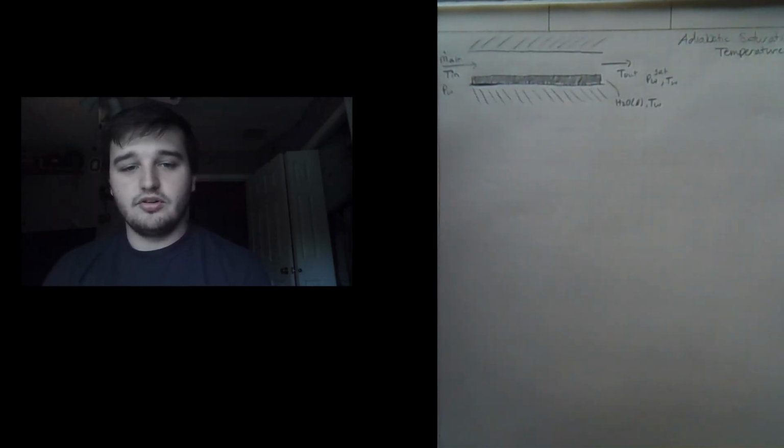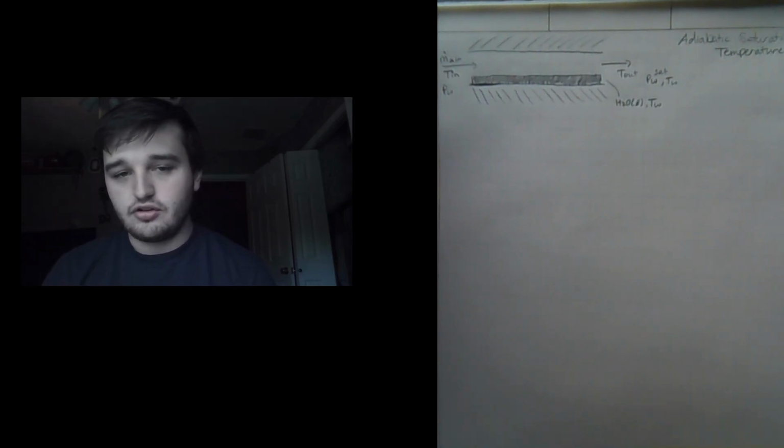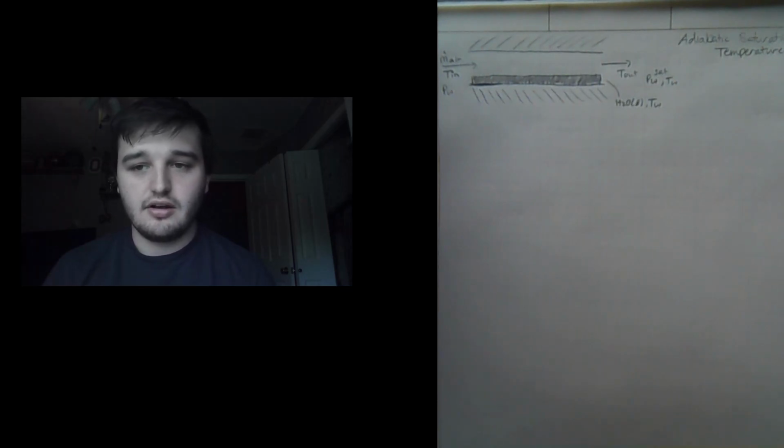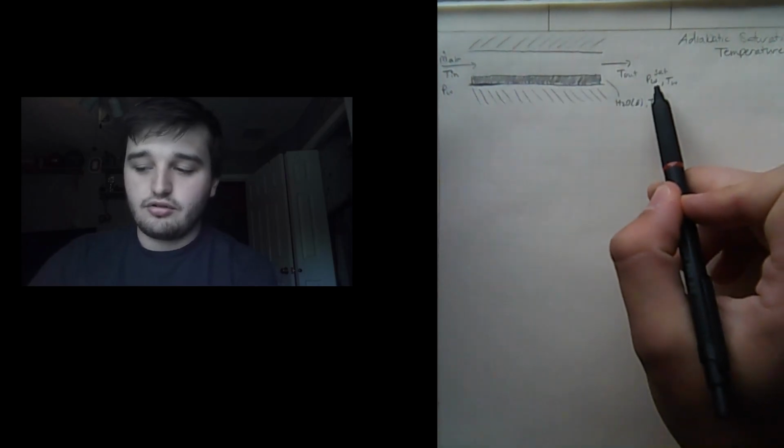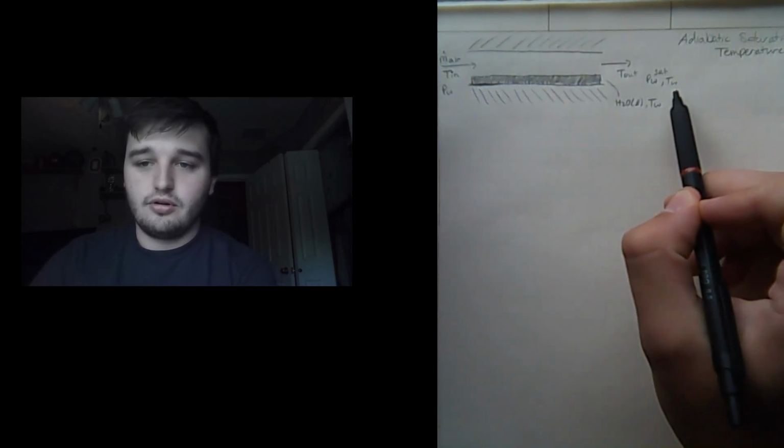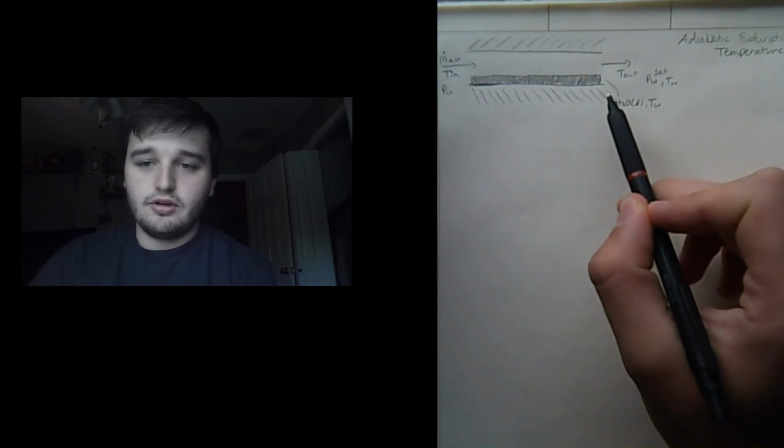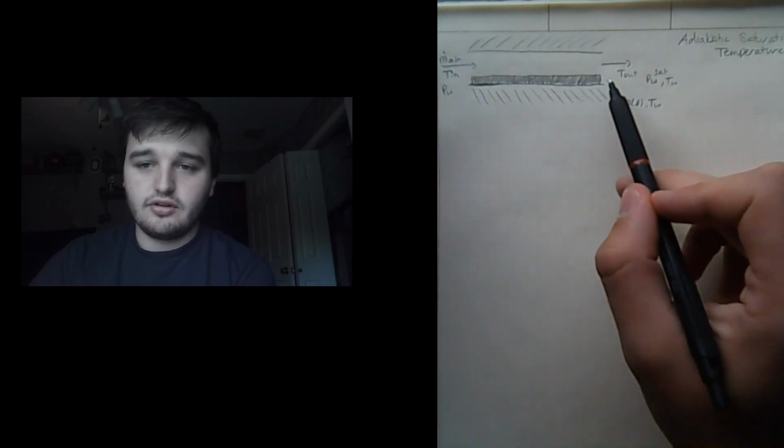However, since the tube is infinitely long, we know that eventually enough water will evaporate along the edge of the tube that the pressure of the water leaving the tube will be the same as at the surface at the end. So we can say that the saturated pressure of the water at some temperature of the water TW is going to be the same at the surface as it is coming out.